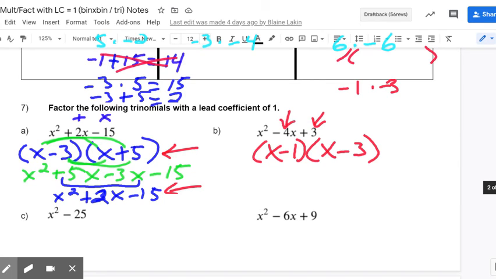All right, go ahead and try C. C's a little bit tricky because it needs to add the 0 in the middle. So we're looking for numbers that multiply to negative 25 and add to 0. And the big clue here is it needs to be the same number, just one needs to be positive and one needs to be negative. Hopefully you realized that this is just x plus 5 times x minus 5.